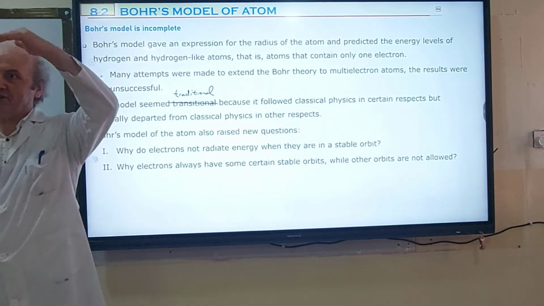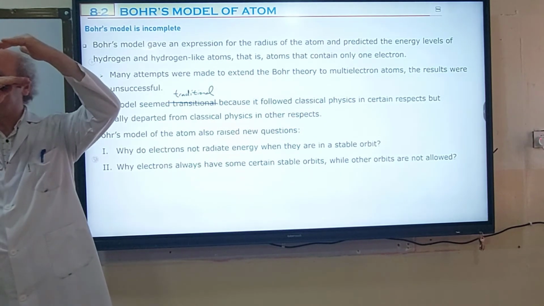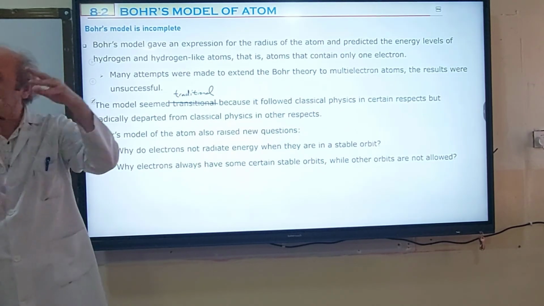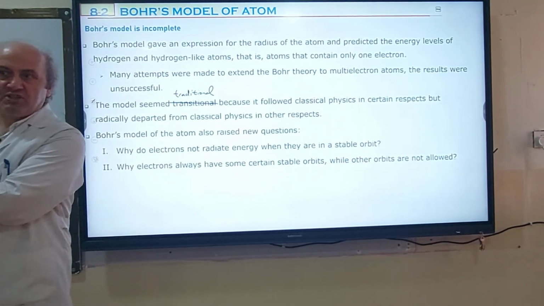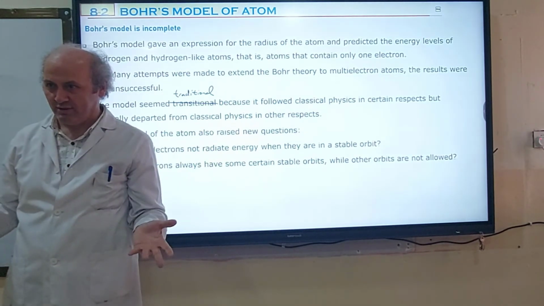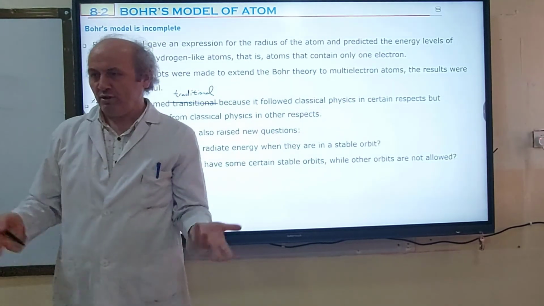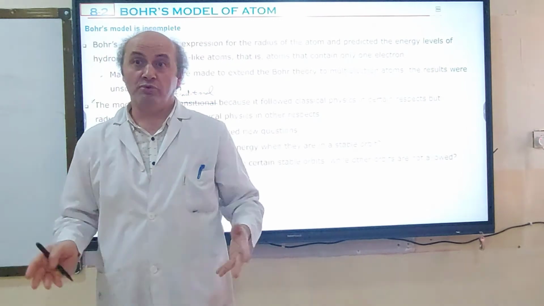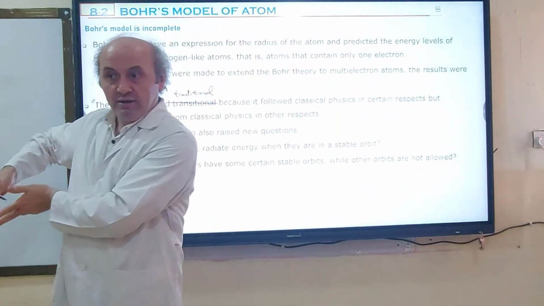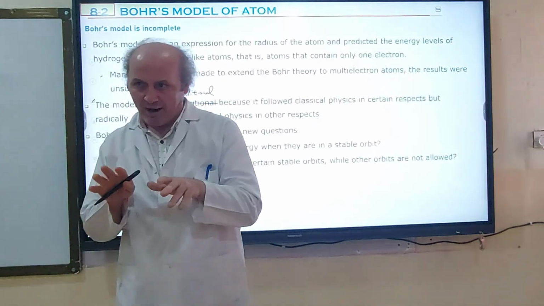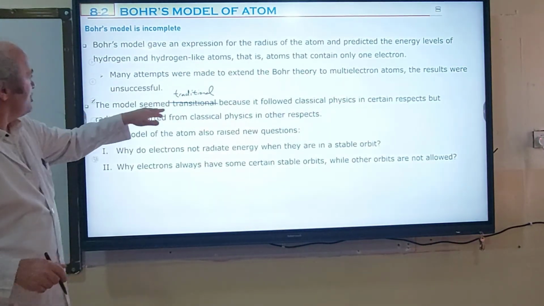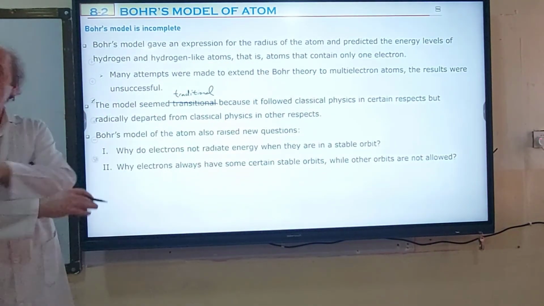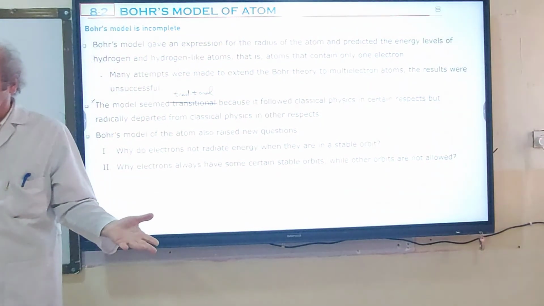Remember, I divided the Bohr model into two parts. The first part, together with the Rutherford model, said the same thing, but later, the Bohr model departed from this classical physics and went to the area of quantum mechanics. It shouldn't happen this way. Okay, if I cannot explain it with classical physics, I go with quantum mechanics. No, you should explain everything with classical physics or everything with quantum mechanics. This is a problem. So, the model seems traditional because it followed classical physics in some directions, and then departed radically from classical physics into the area of quantum mechanics.